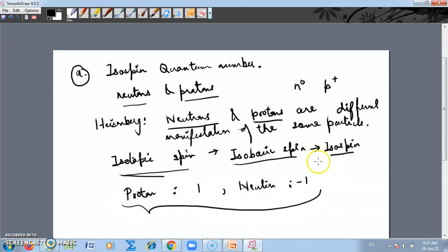So that is the idea of the isospin quantum number, and we will definitely study more about isospin or isotopic spin quantum number after we study the nuclear models and we become more familiar with other aspects of the nucleus. So this is just an introduction of the term isotopic quantum number.